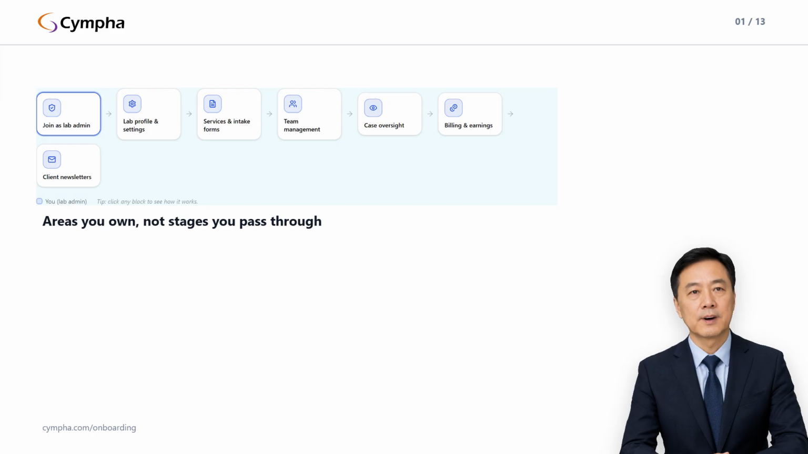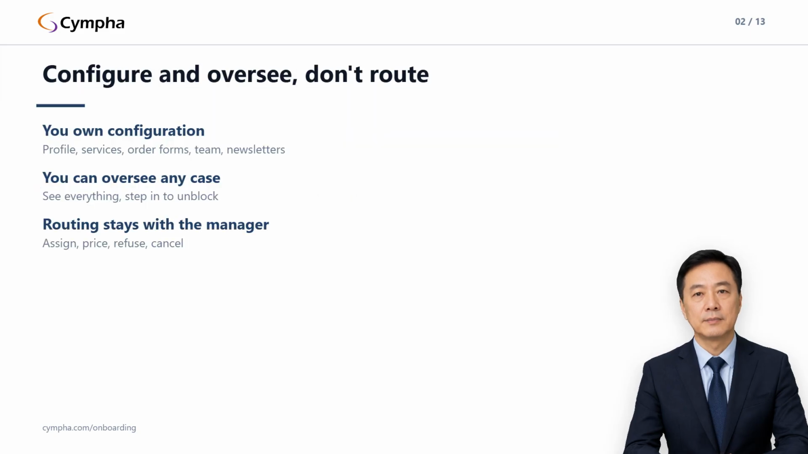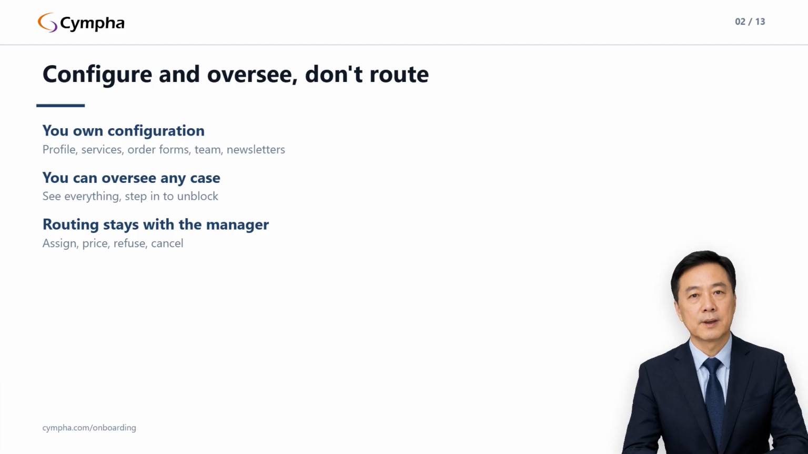You are not a lab manager with a different title, and you are not waiting for work to arrive. The lab's configuration is a standing responsibility, and most of it is invisible until it is wrong. This is the line that separates a lab admin from a lab manager, and it decides what you should and should not be doing. You configure, and you oversee. You are not in the case routing chain.